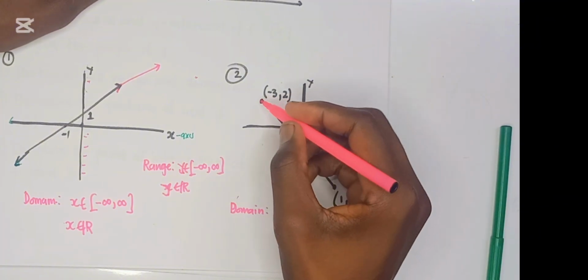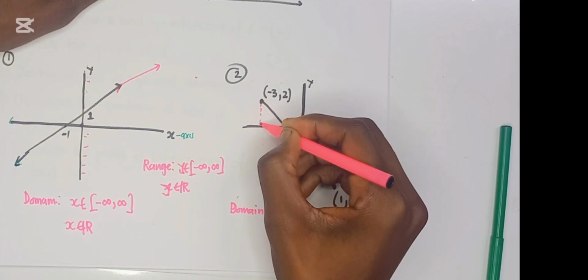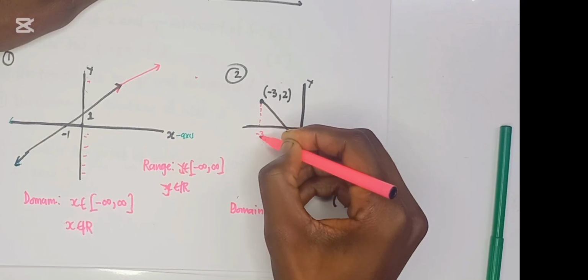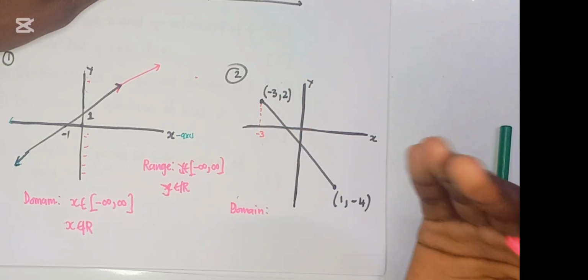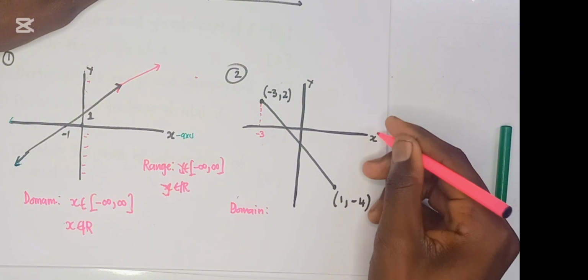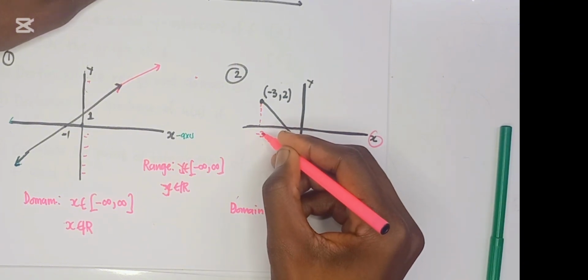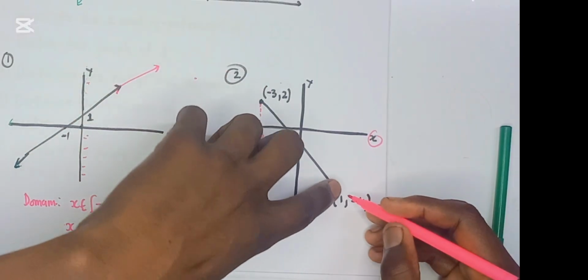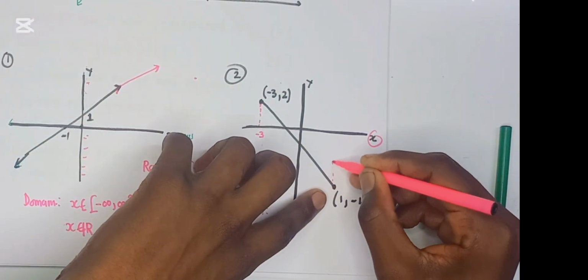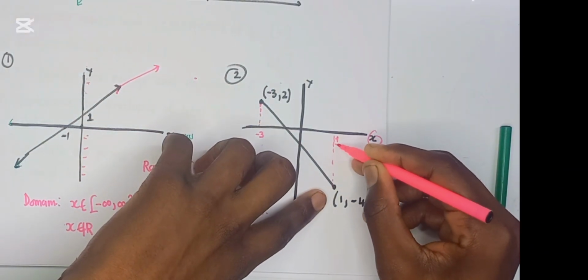If you can take a look at this kind of graph, it starts to exist where? From -3 on the x-axis. When we talk about the domain, we talk about the x-axis. So it starts from -3. Where does it end? It goes and goes until 1, which is 1 here.